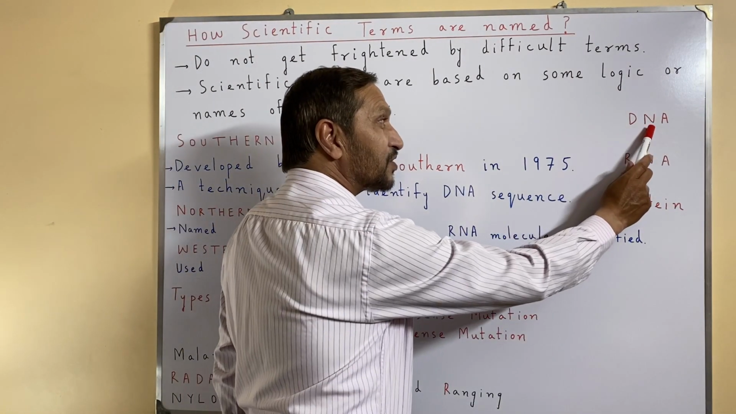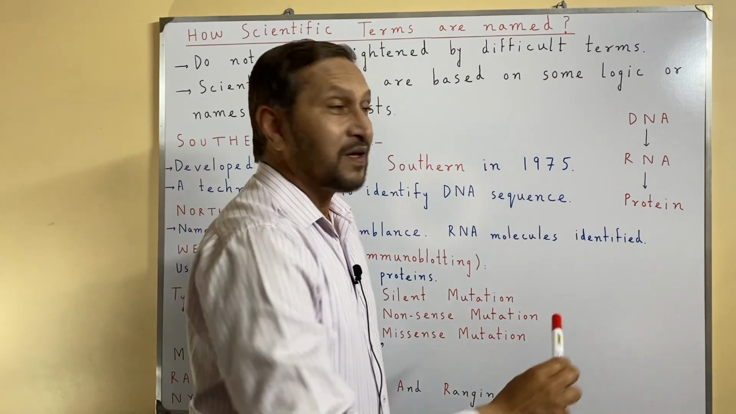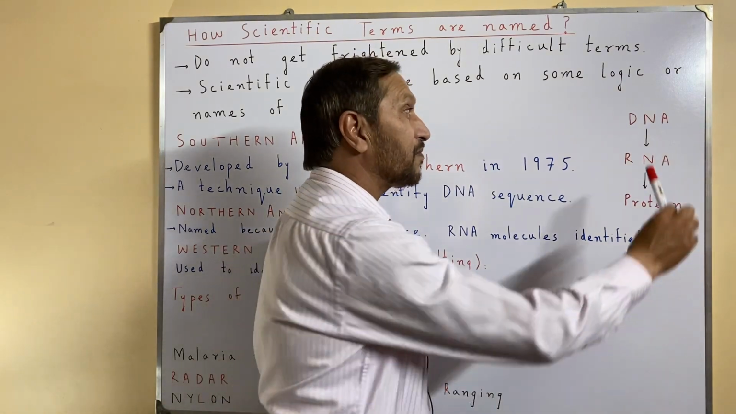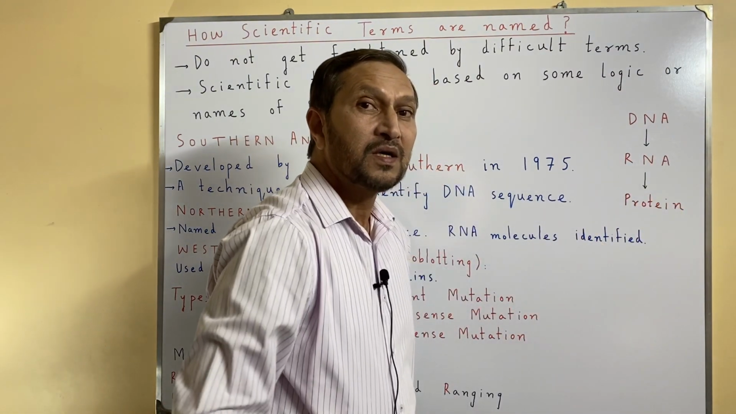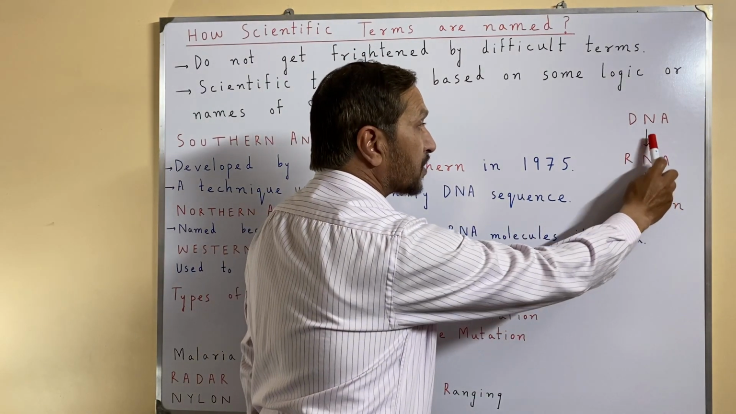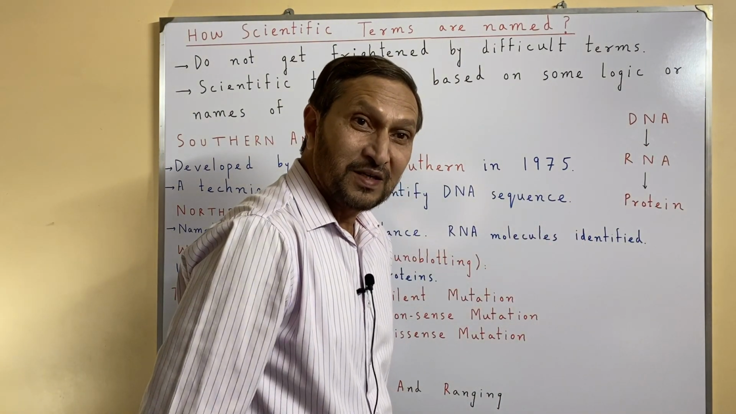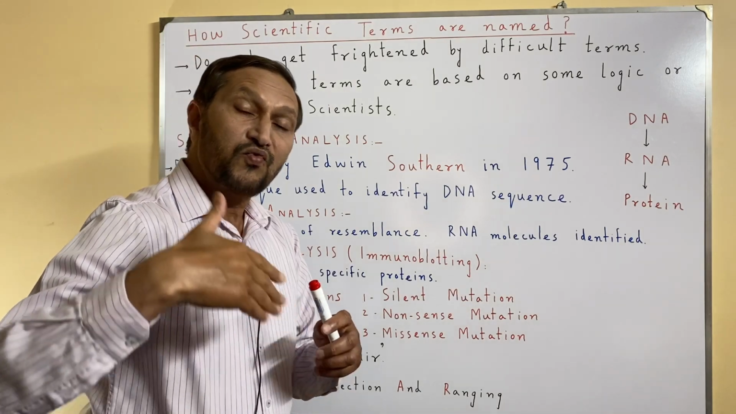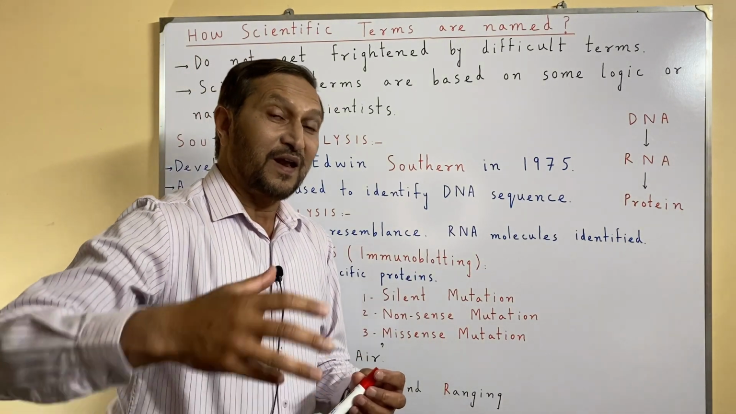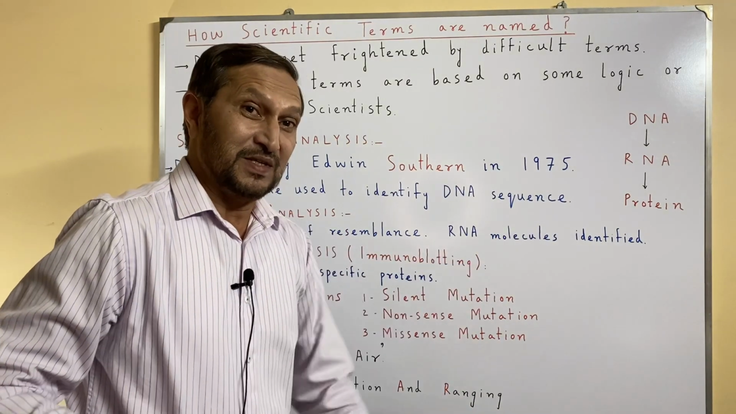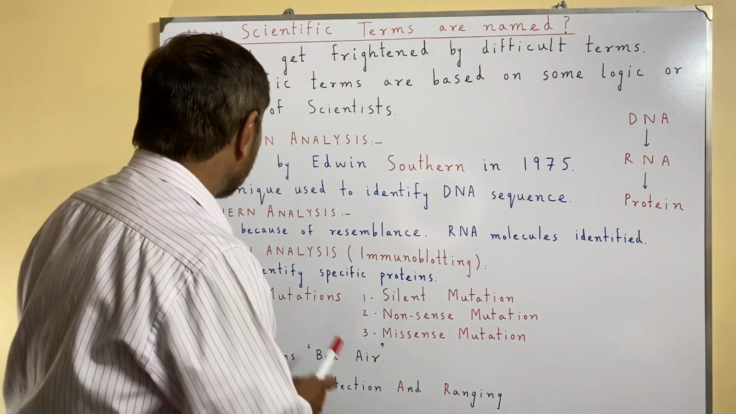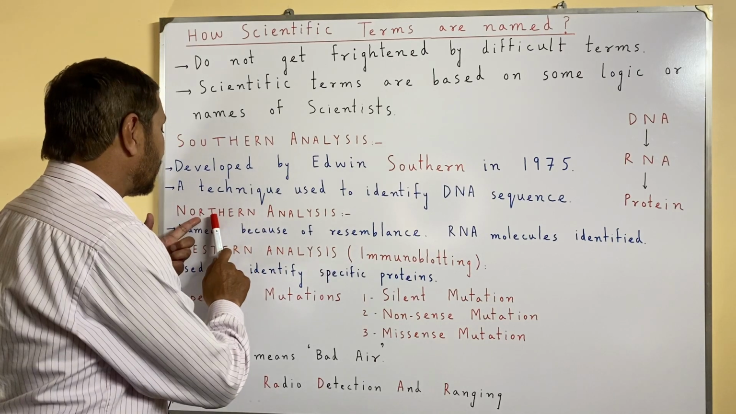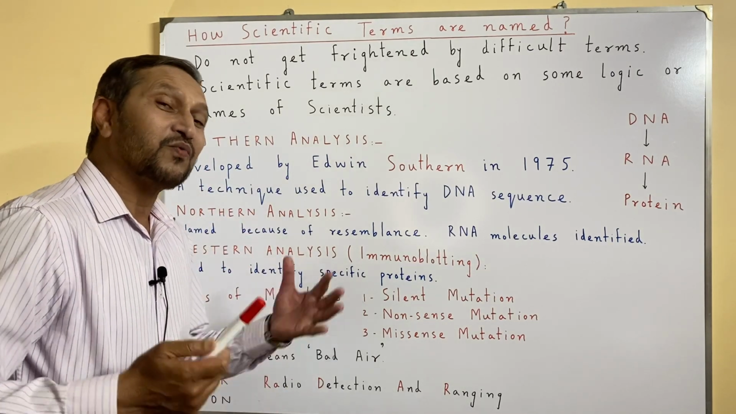Here I would like to mention that when DNA, deoxyribonucleic acid, is transcribed, it forms RNA. To find out the sequence of RNA, another technique was introduced some years later, and it was named Northern analysis. Northern analysis has nothing to do with north, so why was it named that?